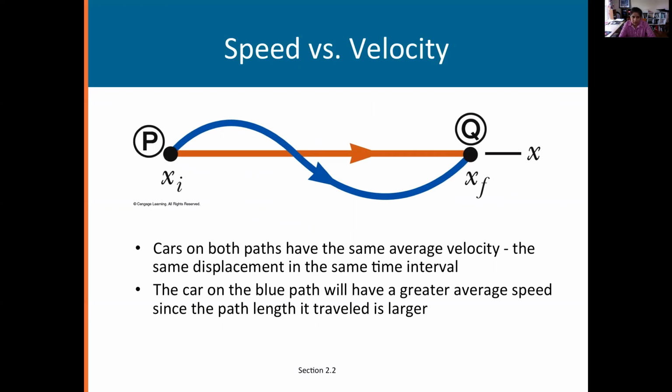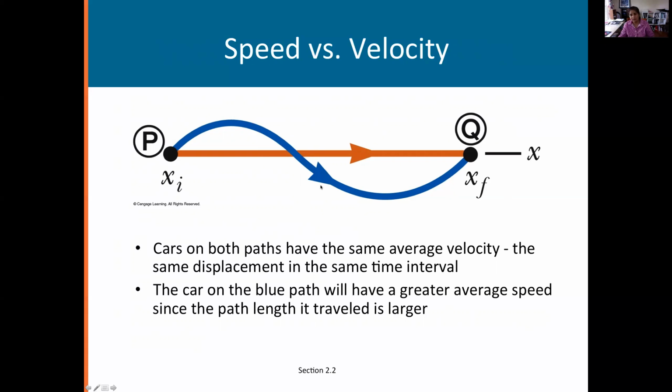Two cars, a blue one moving along the blue path and an orange one moving along the orange path, start and finish at the same time. So they both start at P and they both end up at Q at the same time, okay? What can you say about the speed or velocity about these two cars?